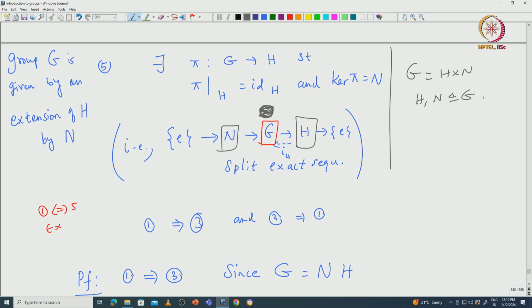Okay, so whatever you are filling in the position of G, that is the trivial thing that you are putting, that is the direct product. But somehow we want to get non-trivial groups coming out of this N and H. Okay, so that's what we want to do.